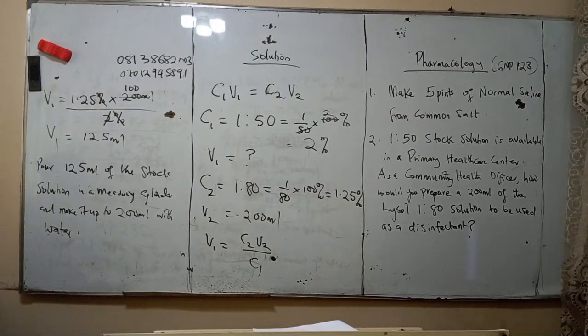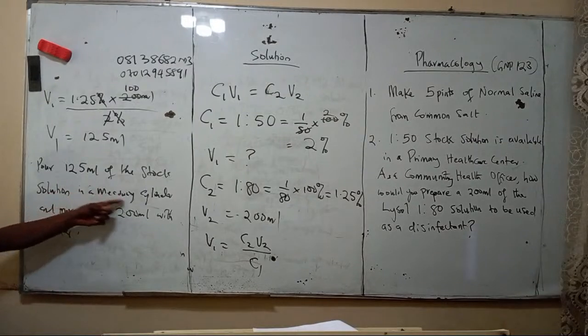Does it make sense? So that's what I wrote here. Pour 125 ml of the stock solution in a measuring cylinder and make it up to what? 200 ml.